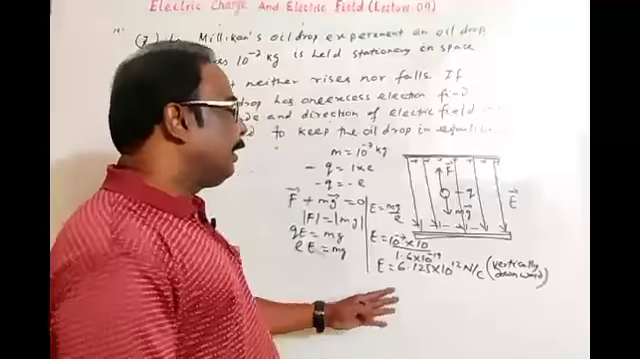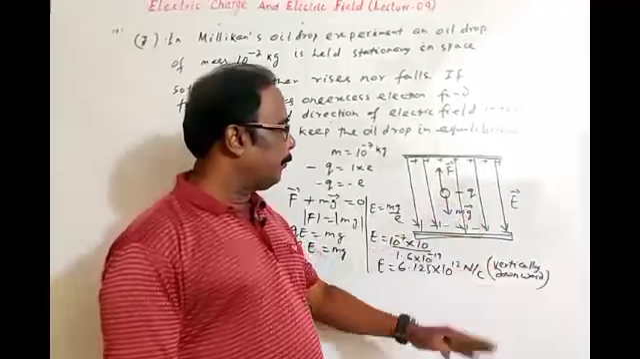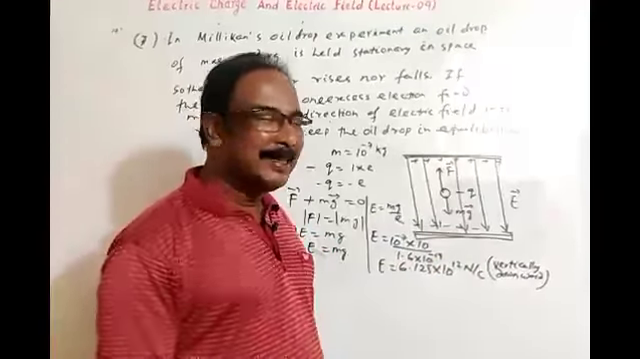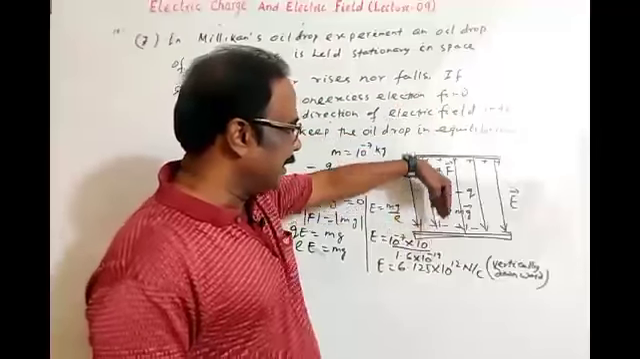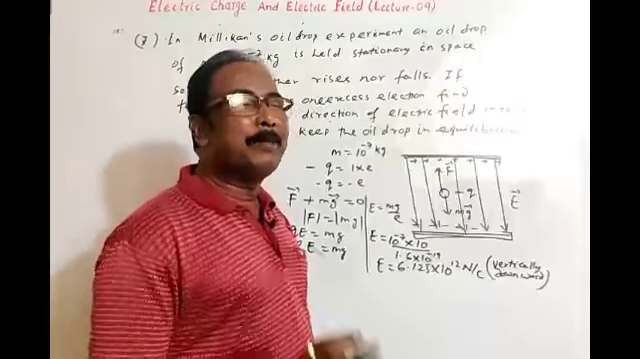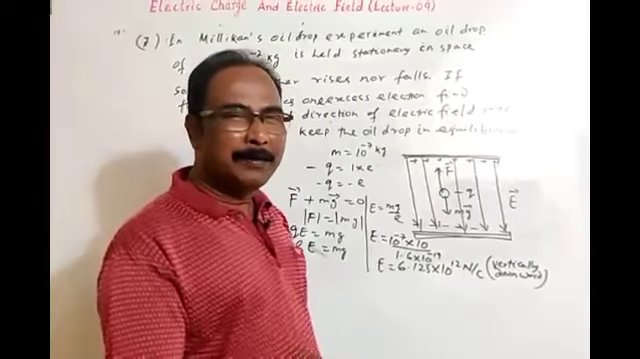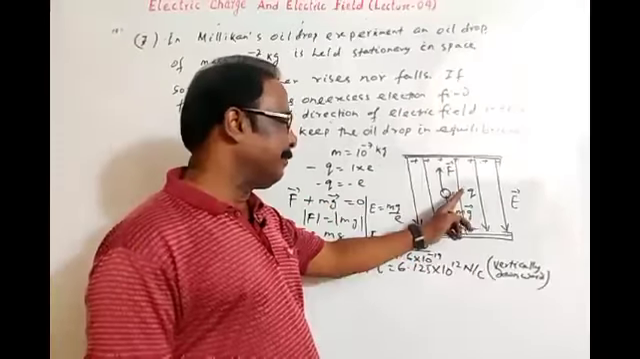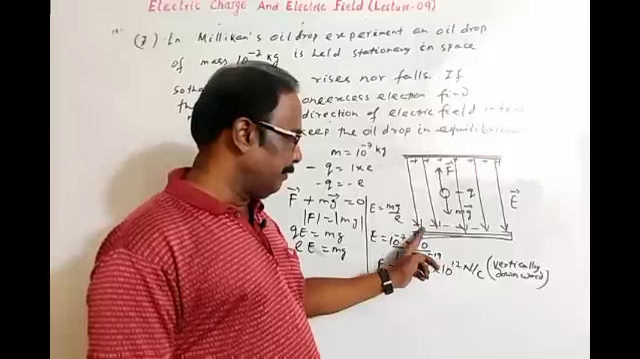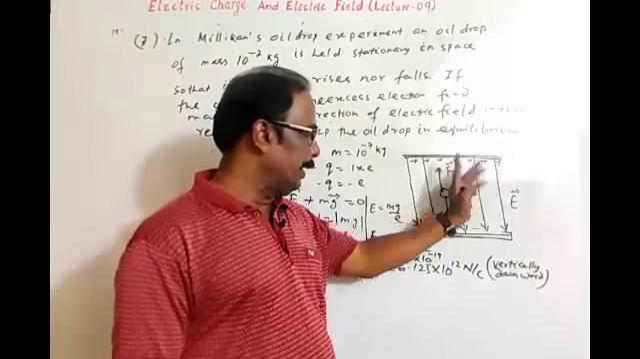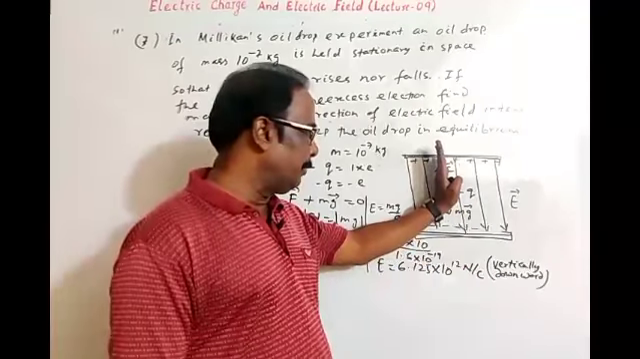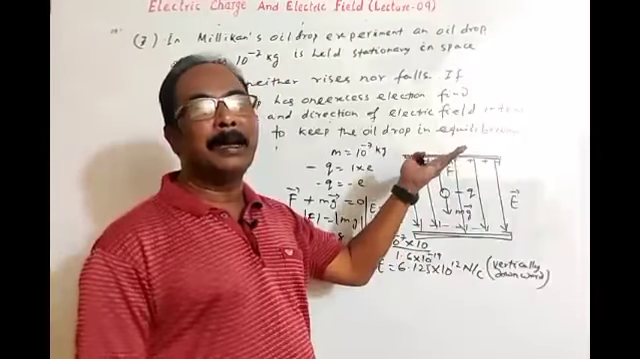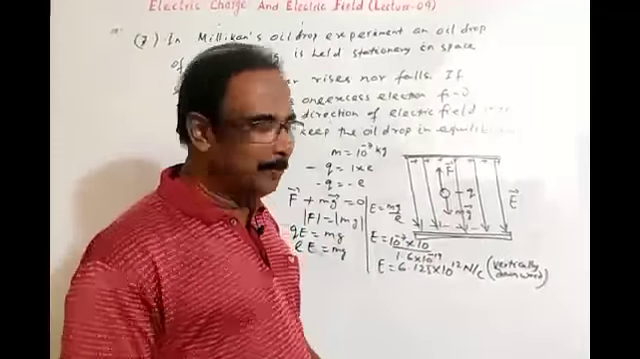Here the oil drop is negatively charged, so the direction of electric field should be vertically downward. If the oil drop were positively charged, then the electric field should be in vertically upward direction. If this charge were positive, then this plate should be positive and this should be negative. Positive will repel positive in upward direction, and this negative will attract the positive charge in upward direction. This is the basic concept.